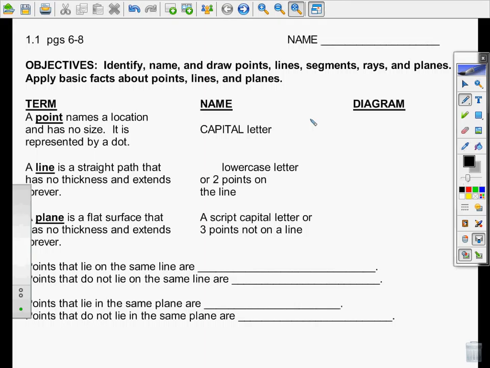We are going to kickstart our Flipping the Classroom this year. We're going to do it again. You did it last year with me in algebra, and now we're going to do it in geometry as well. So we're going to kick it off with chapter 1.